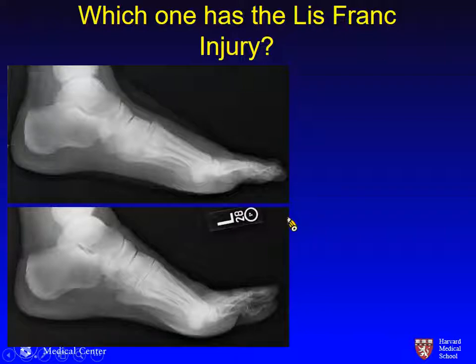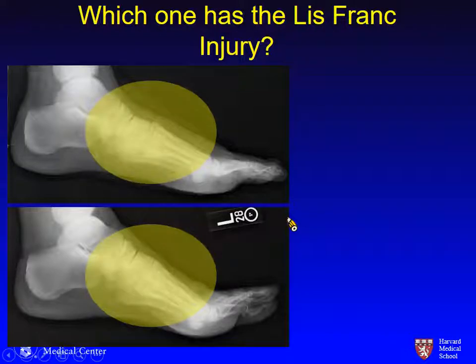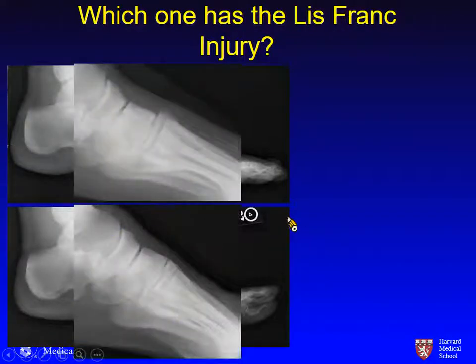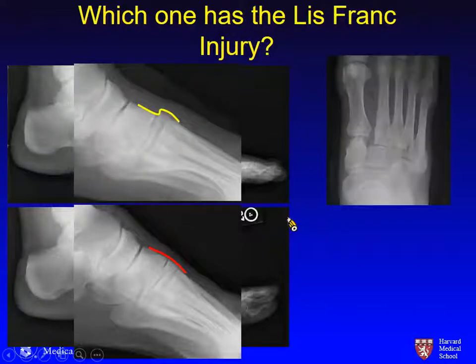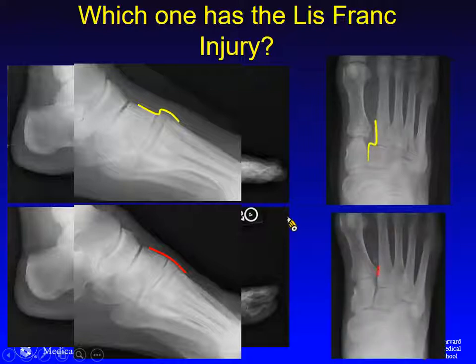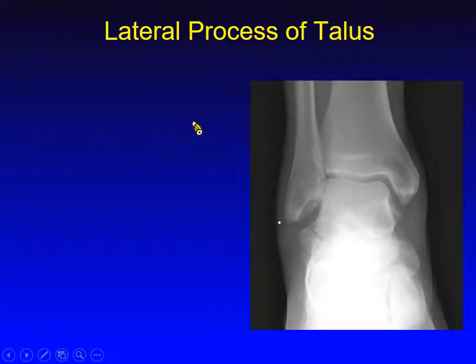Which one has the Lis Franc injury? All right, so we take a close-up here. You can see here, there's elevation here, very subtle. That is nice and smooth. But if we look on the corresponding AP views, there's that step off, and there is the normal alignment. So the top images are the ones with the Lis Franc injury here.